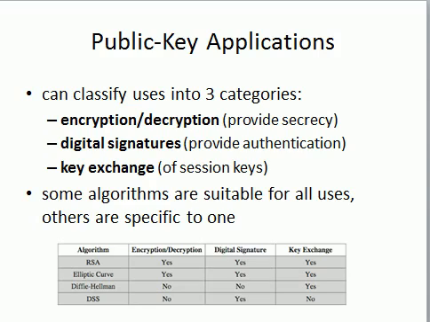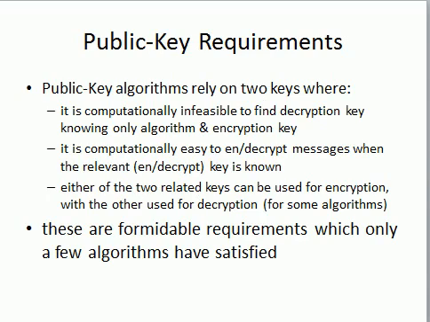Now as examples of public key crypto systems, there are three methods listed here. One is the RSA algorithm, the second is elliptic curve cryptography, and the third is the Diffie-Hellman algorithm.